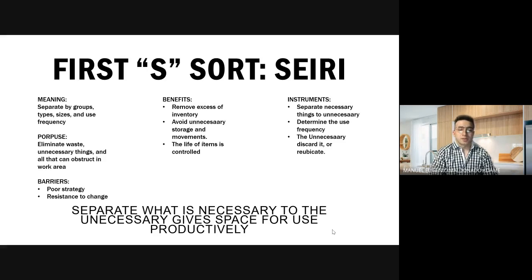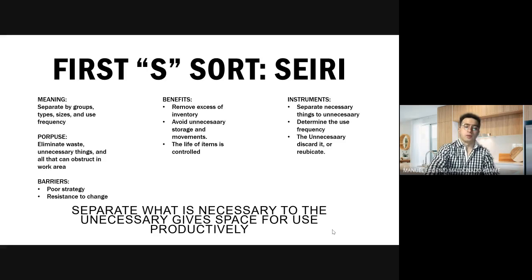The life of items is controlled, and the instruments that we're going to use are to separate the necessary from the unnecessary, determine the use frequency, and discard or revoke what's not necessary. The barriers for this first S, sort, are that we may have poor strategy or resistance to change by the employees. Separating the necessary from the unnecessary keeps space for productive use.